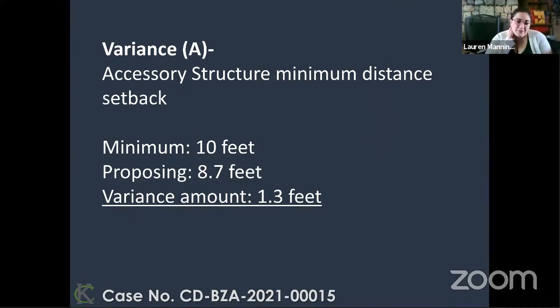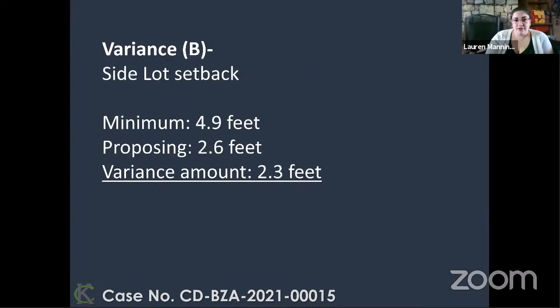Anyway, so the minimum feet between the garage and the home needs to be 10 feet. They're proposing 8.7, so the variance A would be for 1.3 feet. Variance B would be the side lot. The minimum is 4.9 feet. They're proposing 2.6, so 2.3 feet would be the variance request. And that concludes my staff report.